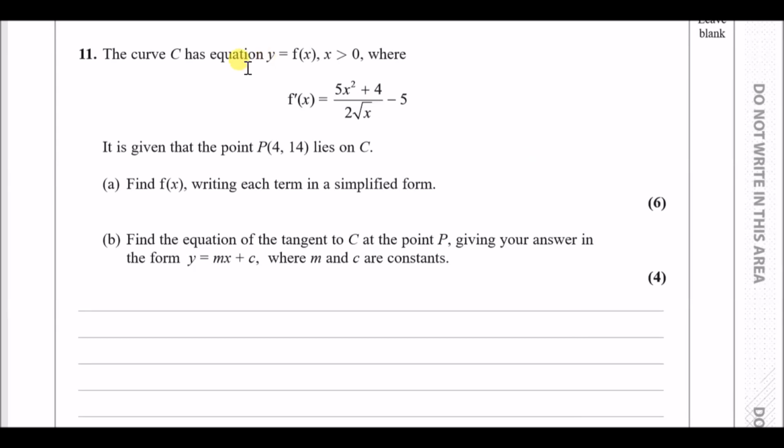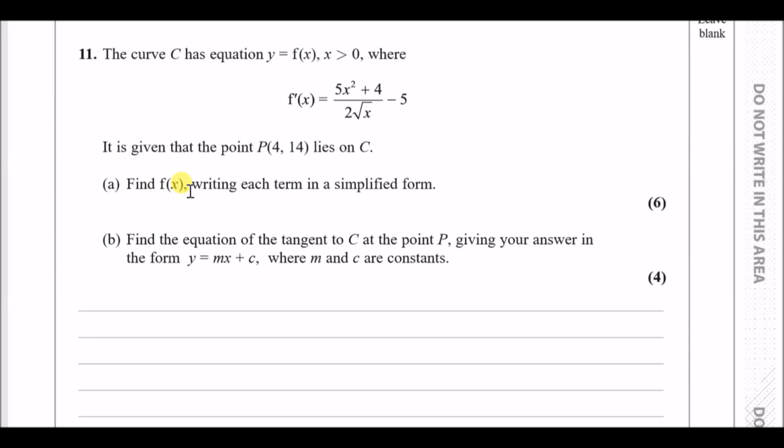So the curve C has equation y equals f(x) for positive values of x, where the first derivative, this notation means when f(x) is being differentiated, equals the following equation. It is given that the point P, when x is 4 and y is 14, lies on this curve C. Right, so we're given some critical information. By the way, when you have an equation like this, the first derivative, this is known as the gradient equation. So y equals f(x) is the y equation, and this is known as the gradient equation.